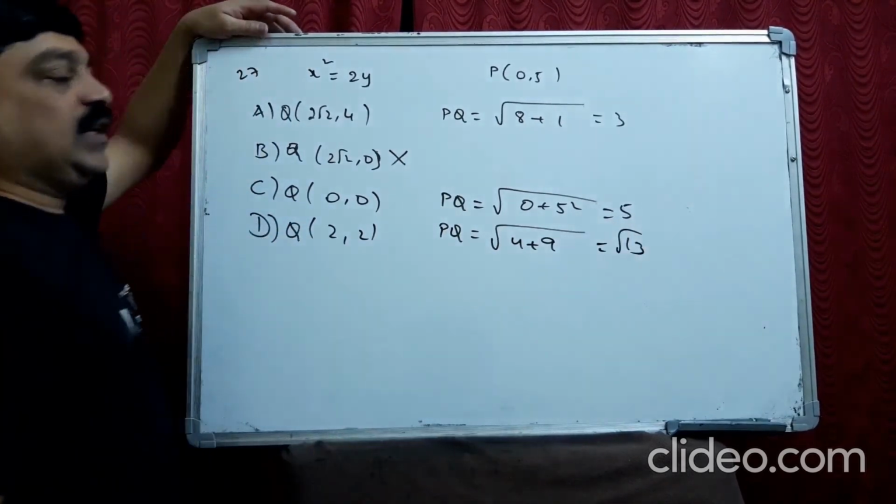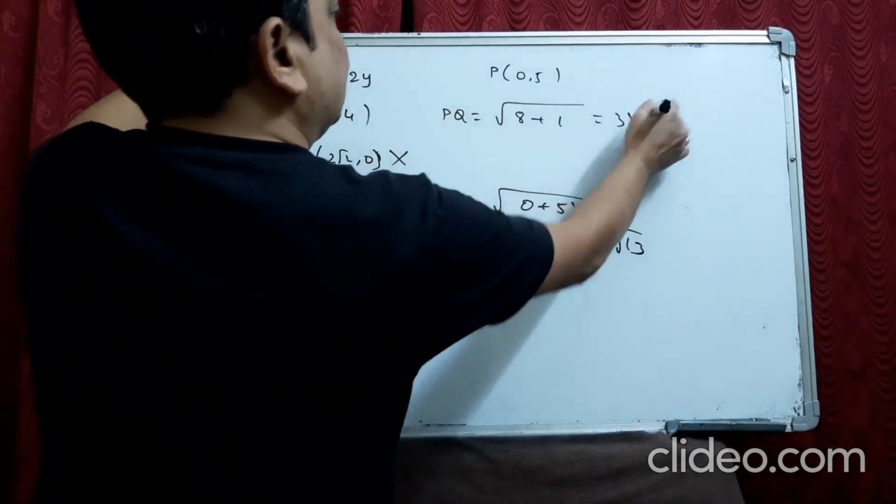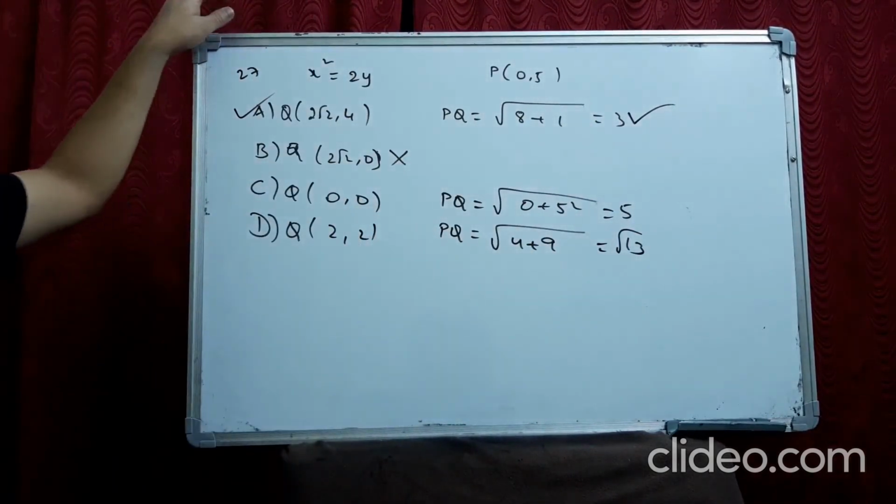So you are asked to check the minimum distance. What is the minimum distance among all these three? So this is the minimum distance. So the answer is A. Okay.